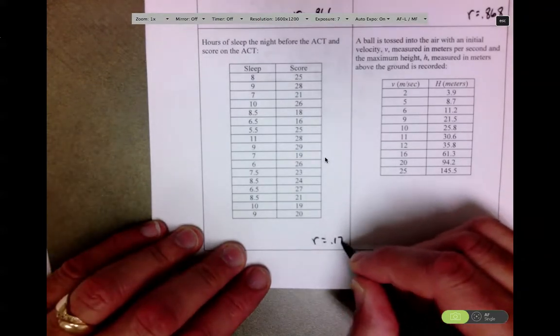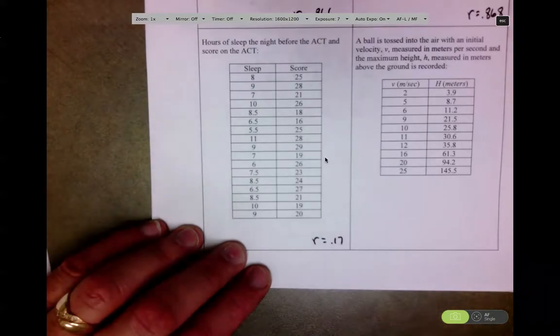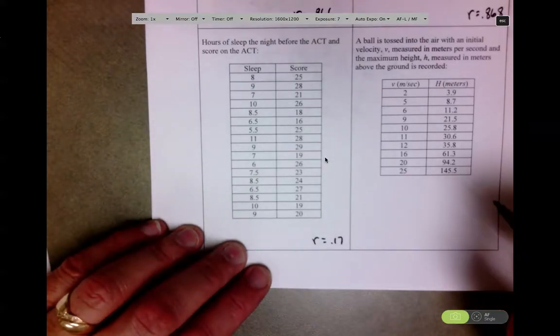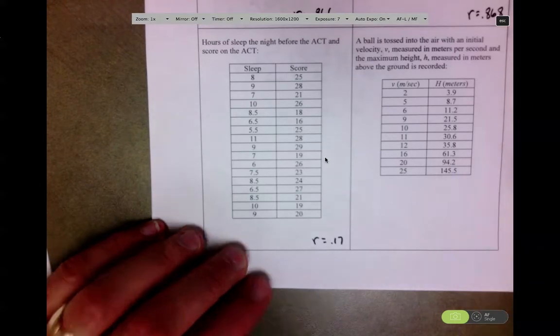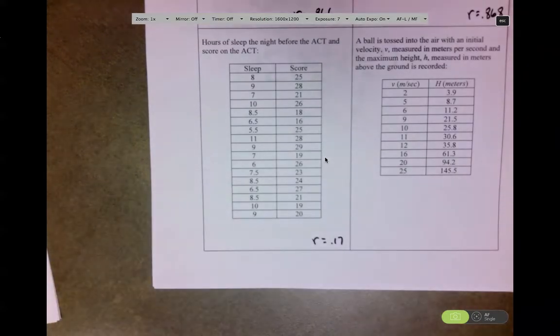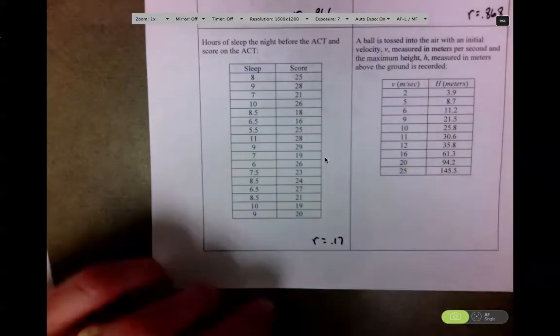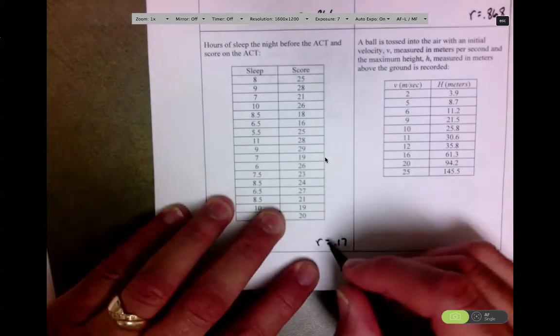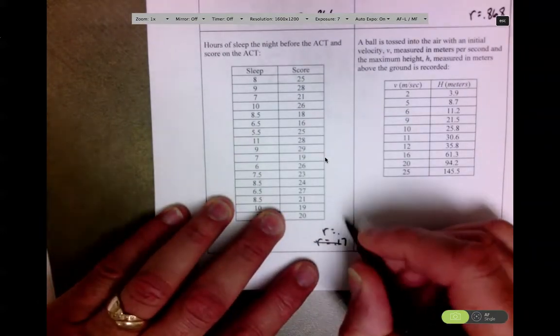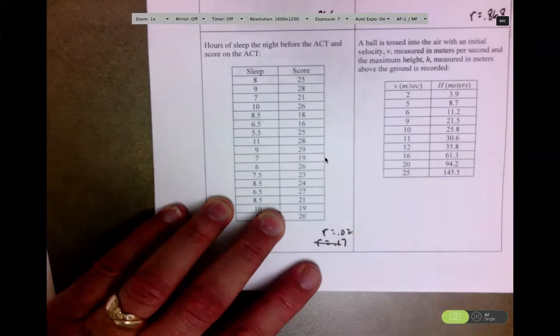It's about 0.17. Okay, pretty low. I'm sorry, was that 1.17? Hang on, let me double check that one. Yeah, I think that one was about 0.17. Now that I'm thinking about it, I think I got these switched around. This one, I think, actually had a correlation of 0.02. Either way, those are very, very small.